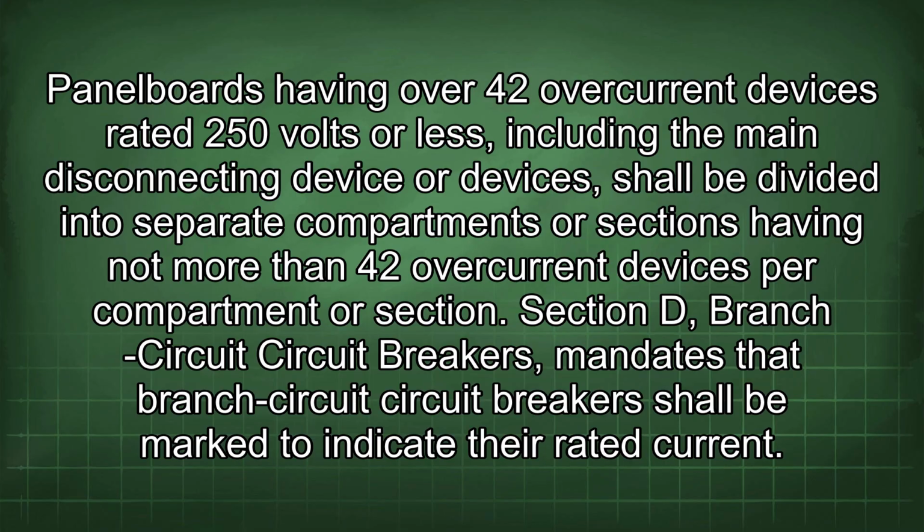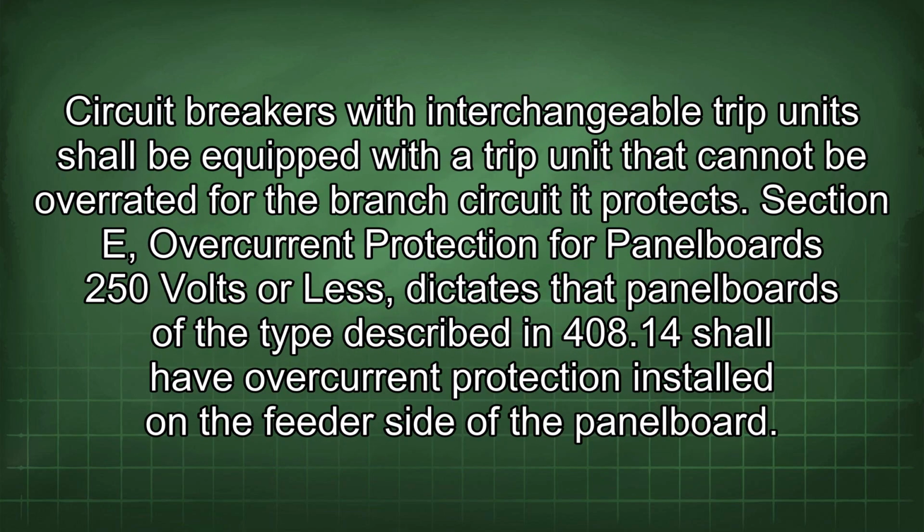Section D, Branch circuit breakers, mandates that branch circuit breakers shall be marked to indicate their rated current. Circuit breakers with interchangeable trip unit shall be equipped with a trip unit that cannot be overrated for the branch circuit it protects. Section E, Overcurrent Protection for panelboards 250 volts or less, dictates that panelboards of the type described in 408.14 shall have overcurrent protection installed on the feeder side of the panelboard.